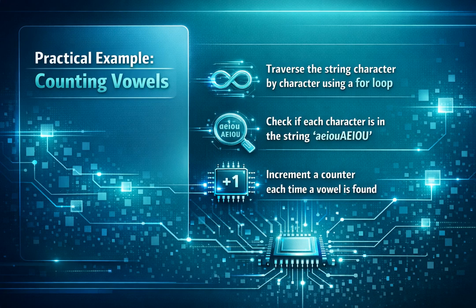A common string processing task is counting vowels. You traverse the entire string character by character using a for loop. For each character, you check if it exists in the string of vowels A, E, I, O, U in both uppercase and lowercase. Each match increments a counter.